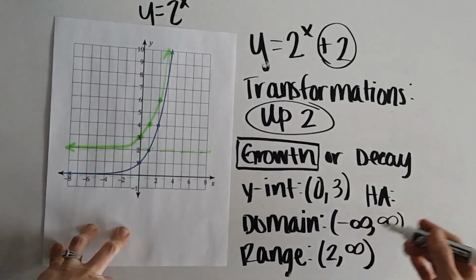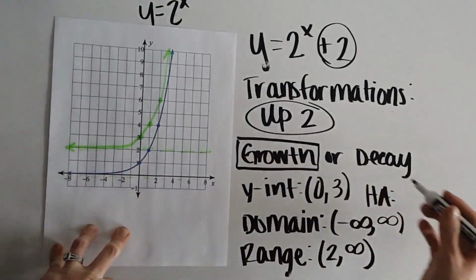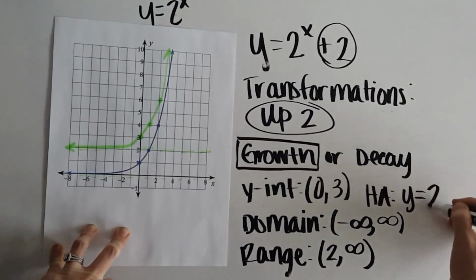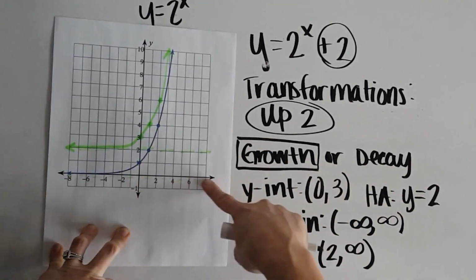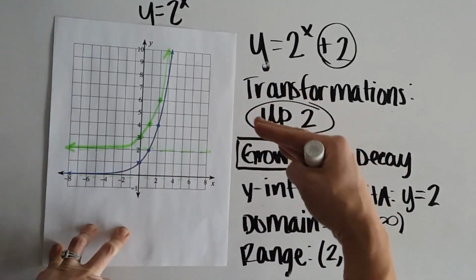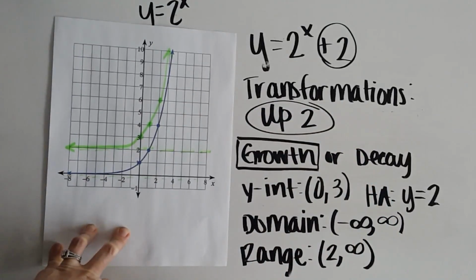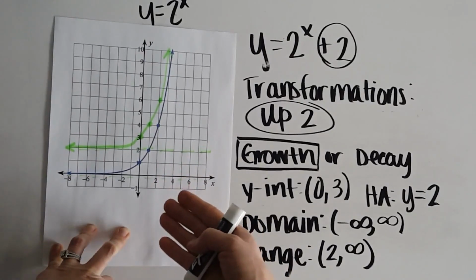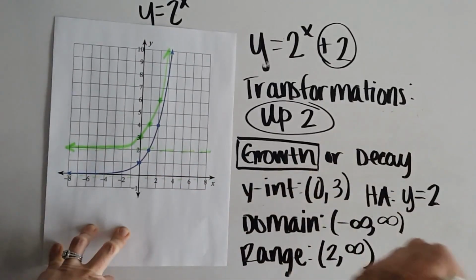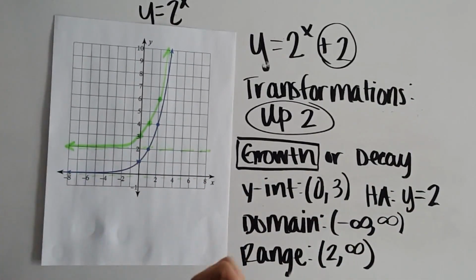So my horizontal asymptote, which is my dotted line, would be y equals 2. Remember, we get that because it started at 0, but when I slid everything up 2, that affected my asymptote as well. So these are now the key features of our new graph, and I got them without having to create a table. I just got to scoot my points around. And that's it.